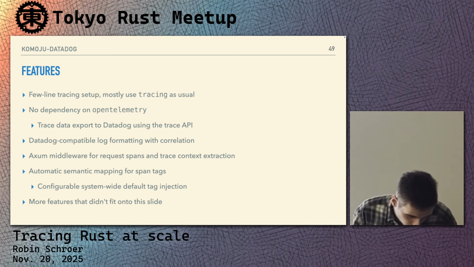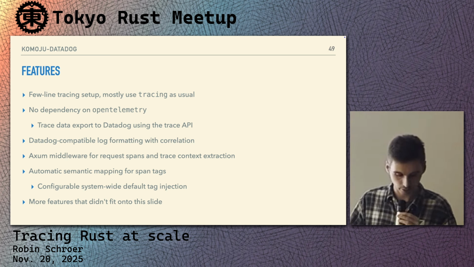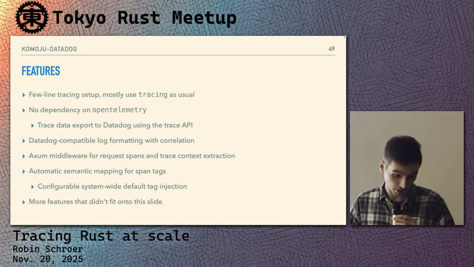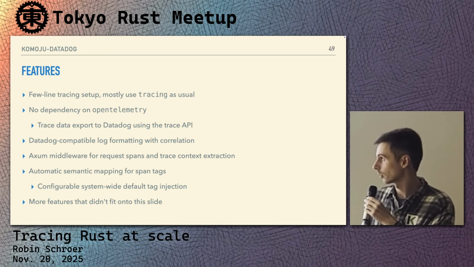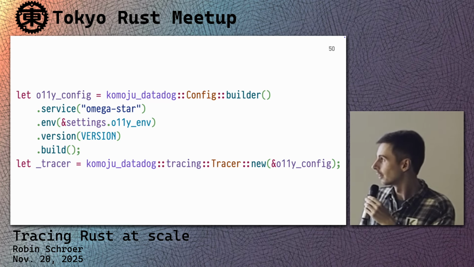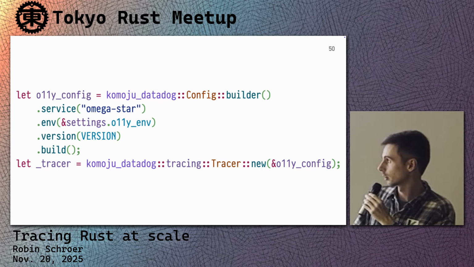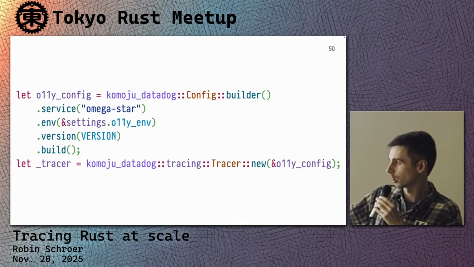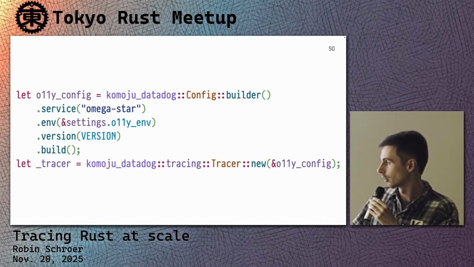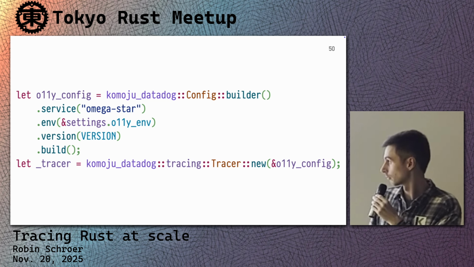But I have a list here in my speaker notes. It has support for ECS, it has support for SQL queries, it has HTTP header injection, and even more stuff. And well, if this doesn't sell you on it, then I also don't know. This is the entire setup actually from our system. So you see, we define a service name, we define an environment, we define a version, and then we just, okay, start tracing. And yeah, that's how you get tracing.